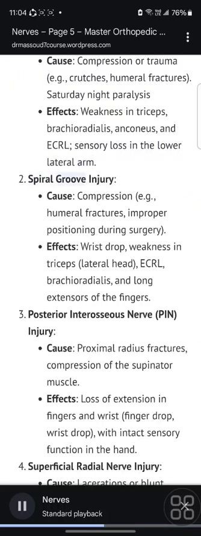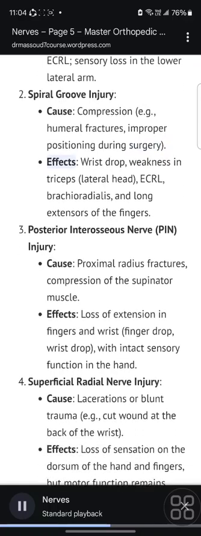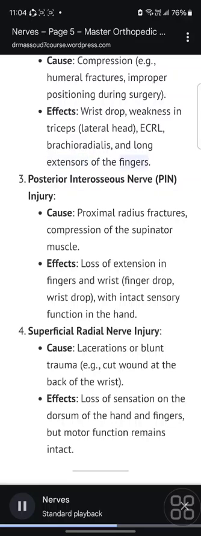2. Spiral groove injury. Cause: compression, e.g., humeral fractures, improper positioning during surgery. Effects: wrist drop, weakness in triceps, lateral head, ECRL, brachioradialis, and long extensors of the fingers.